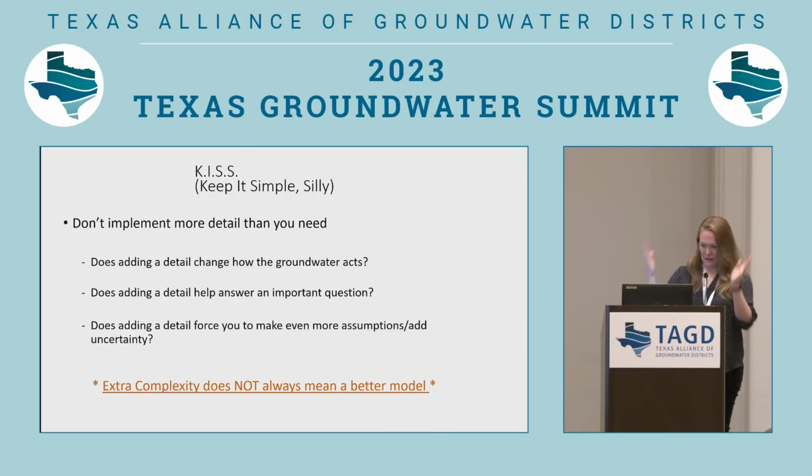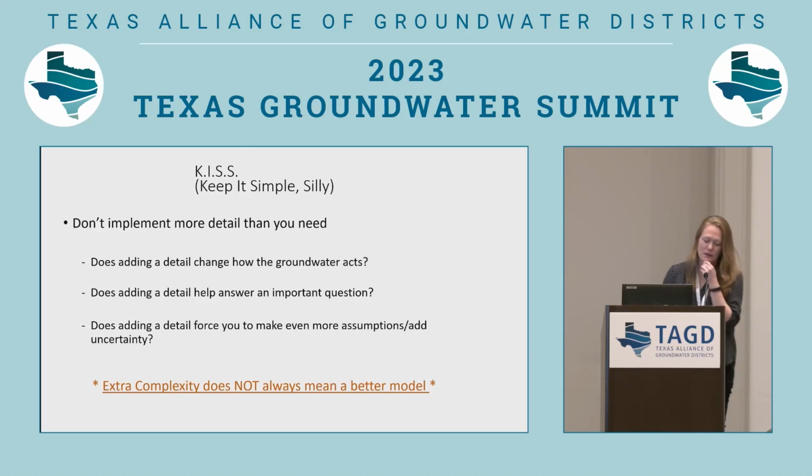And so there is room for complexity, but we have to be intentional about where and when we implement it so that we don't add computational stress. So does adding a detail change how the groundwater acts? If not, don't bother adding it. It's not going to change the answers that you get about what's happening in the groundwater. We may have a cool new package or an interesting parameter to talk about, but nobody cares about it. No one is asking questions about that. So don't bother putting it in. Don't waste that computational space. And then the most important, I think, is this last point.